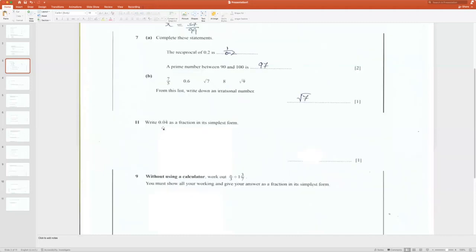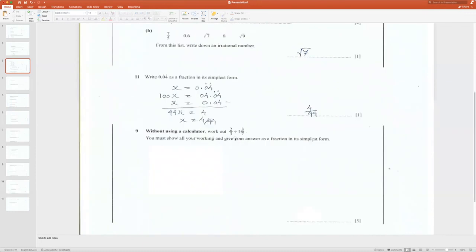Write this recurrence number as a fraction, 0.04 recurring. Here this is one recurrence number, so we can write this as x equals this recurrence number. Then we have to multiply again by 100. So the 4.04 recurrence is coming. Then we have to subtract these two. Then 99x equals, this recurrence part is going, then 4. So x equals 4 over 99 is the answer.